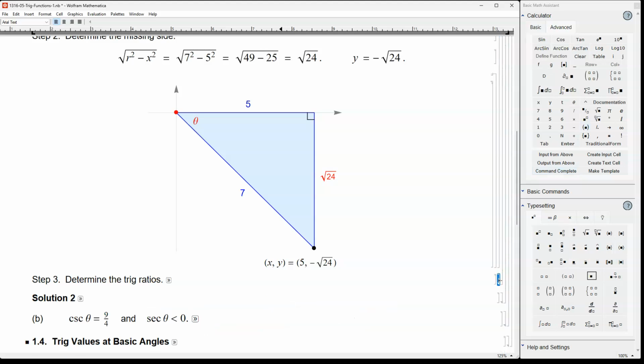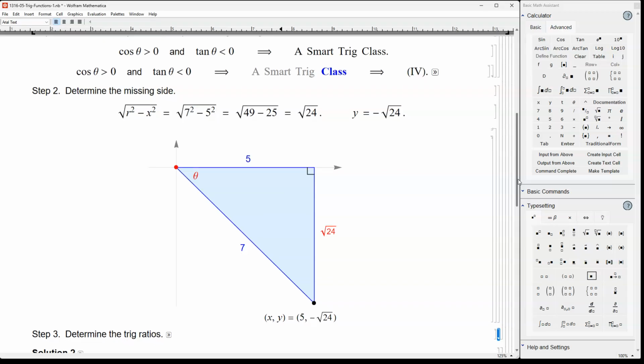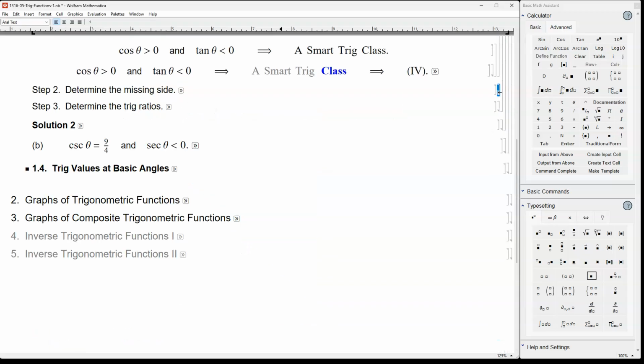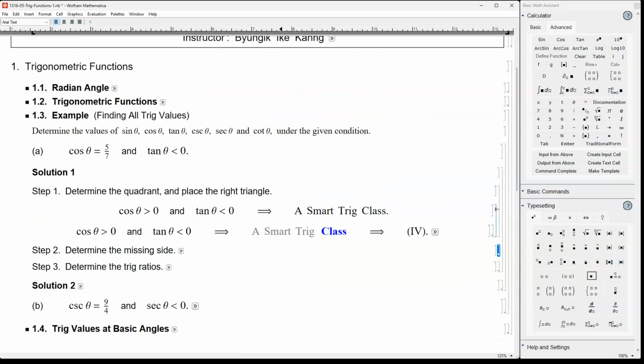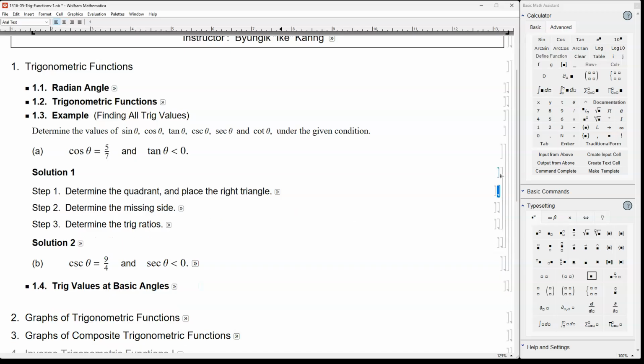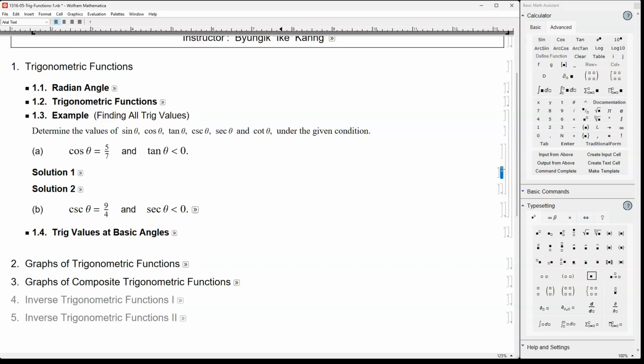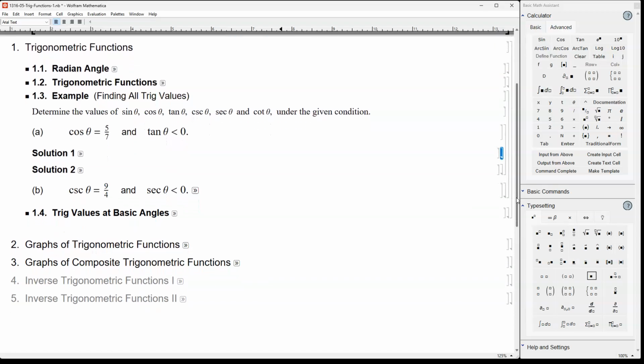So my personal favorite way is to do this. Get a quadrant and draw the triangle on the quadrant. When you do that, make sure the angle in question is at the origin and the right angle is at the x-axis. Now let me show you the second method.